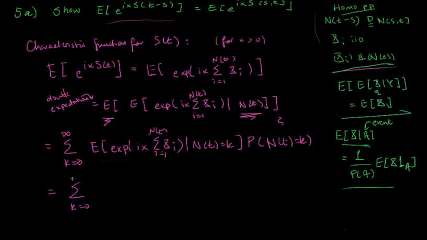So let us try to write that up here. So this thing, here I condition on the event that N of t is equal to k. So it evaluates to 1 over the probability that N of t is equal to k, multiplied by the mean value of the exponential of Ix times the sum up to N of t of Xi.